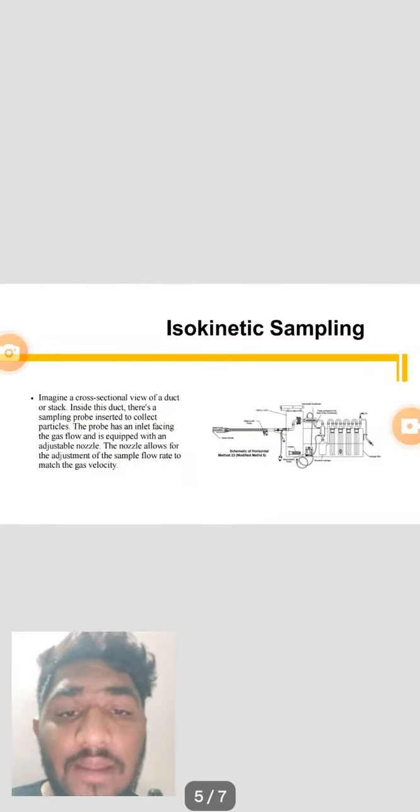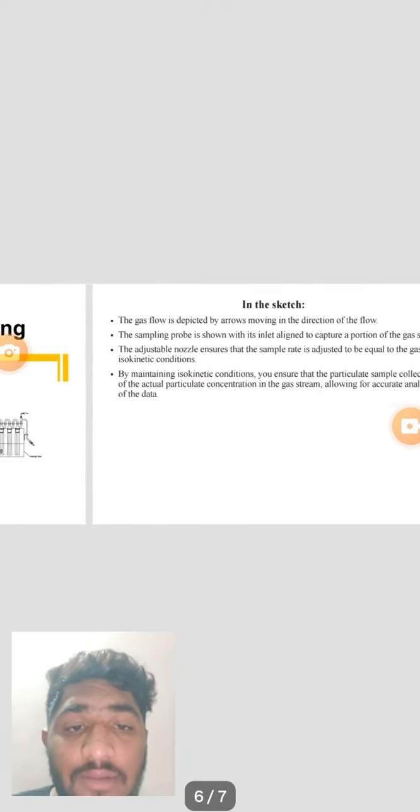Isokinetic sampling. Imagine a cross-sectional view of a duct or stack. Inside the duct, there is a sampling probe inserted to collect the particles. The probe has an inlet facing the gas flow, equipped with an adjustable nozzle. The nozzle allows adjustments so the sample flow rate matches the gas velocity.